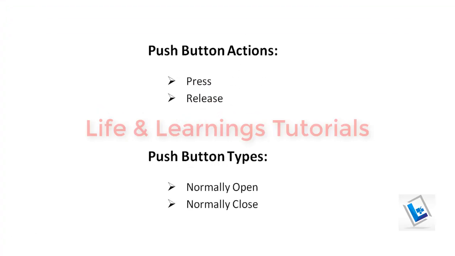When we are considering the working of a push button, there are 2 actions associated with it, which are press and release. We have to press the push button knob to get a signal out from the device, and when we release the button, it will automatically come back to its initial position by means of some spring action or any other means. A push button can be of 2 types, normally open and normally closed.